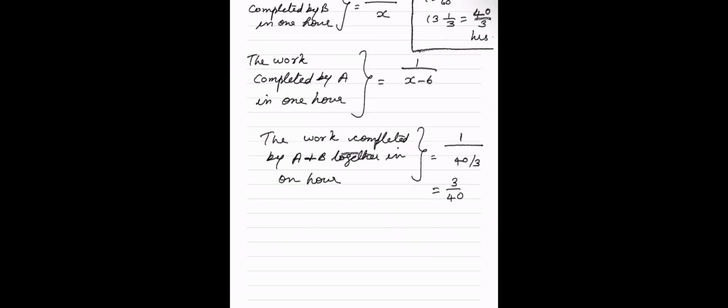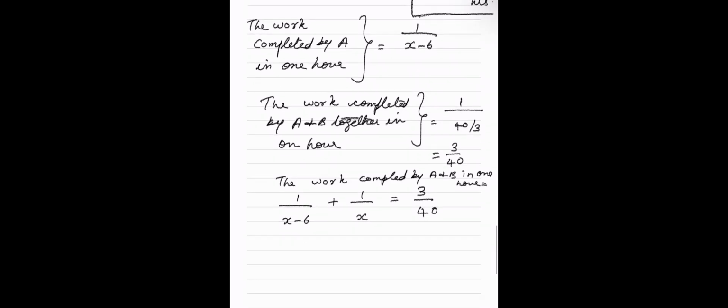Work completed by A is 1 by x minus 6, plus work completed by B is equal to 3 by 40, right? So I am equating the work completed by A and B in 1 hour. That's what I'm doing here, okay? So 1 by x minus 6 plus 1 by x is equal to 3 by 40.